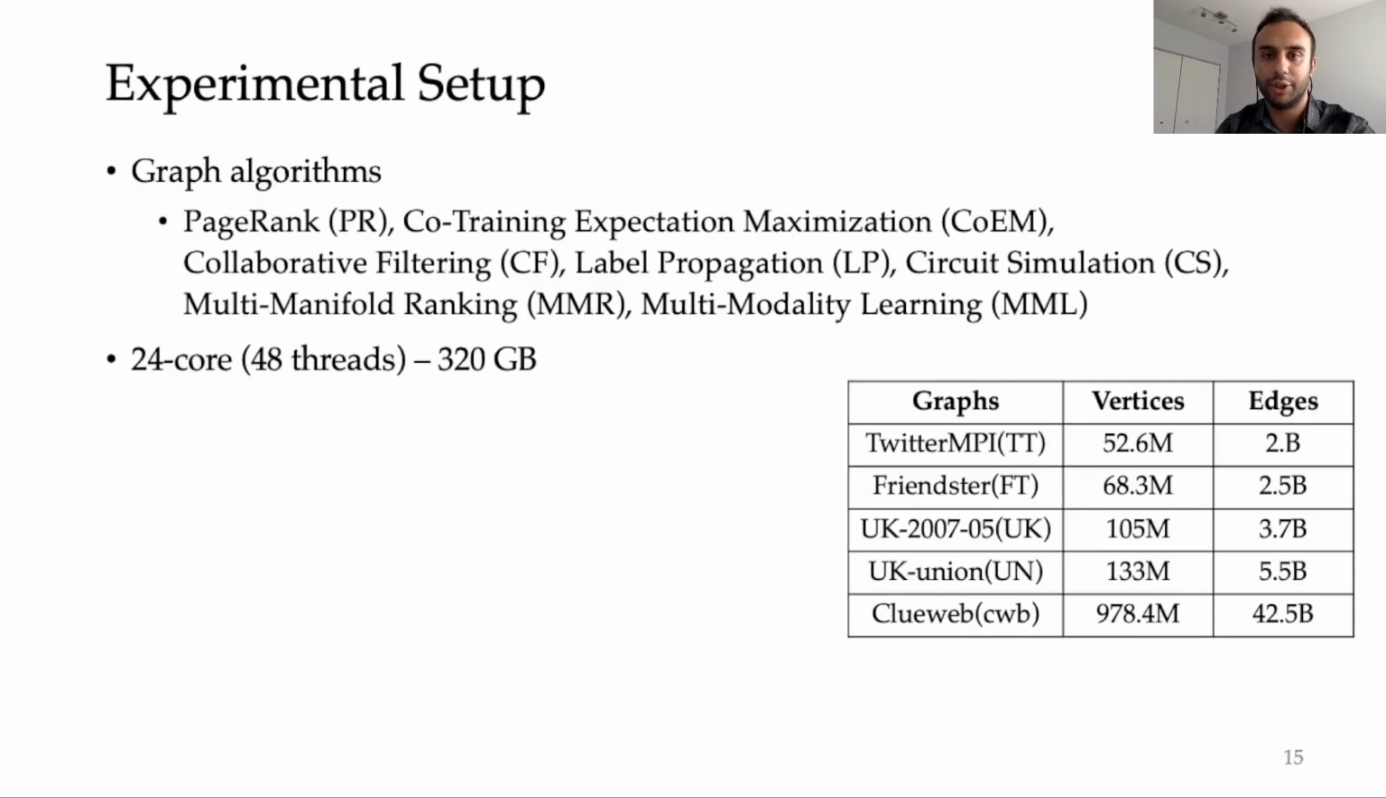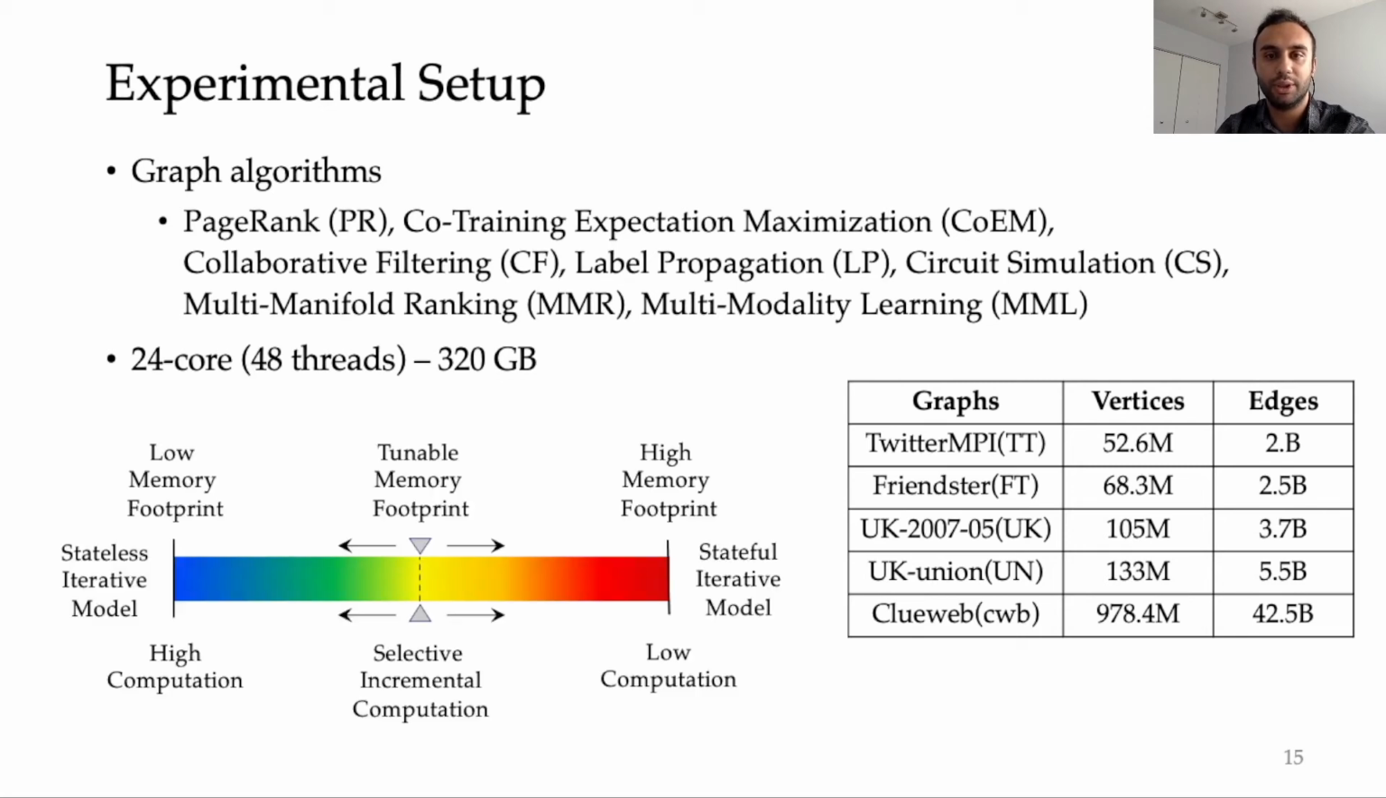Moving on to evaluation. We incorporated both of our memory-efficient models in the GraphBolt framework so that we can truly analyze their performance while keeping all the other runtime-specific details constant. We used 7 synchronous graph algorithms and 5 real-world graph datasets, and we performed all experiments on a 24-core server with 320 GB main memory. Since our focus is memory footprint, we profiled the memory consumption for each execution as well as the execution times, and we compared these numbers with two baselines.